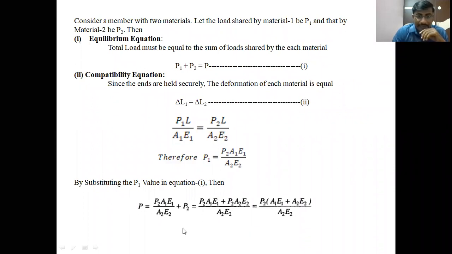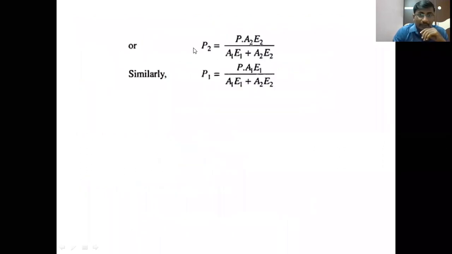Clear? From this equation, we can find the P2 value. P2 is equal to the load shared by the second material in terms of total load: P2 is equal to A2 E2 into P divided by A1 E1 plus A2 E2. I mentioned it in the second slide. Next slide. Or P2 equal to, in terms of total load, P into A2 E2 by A1 E1 plus A2 E2 is the load shared by the second material.